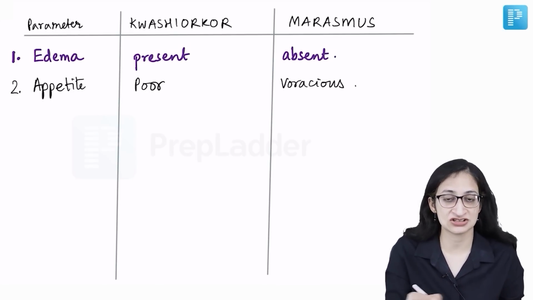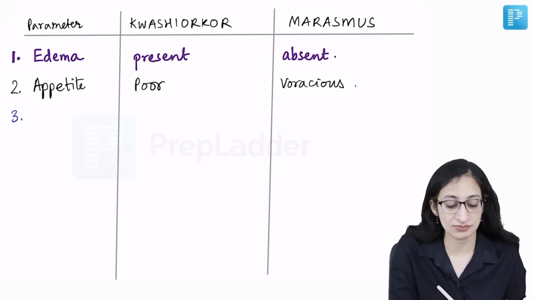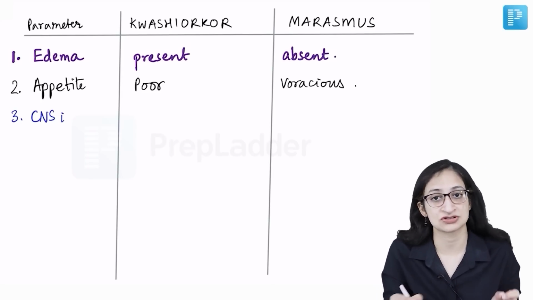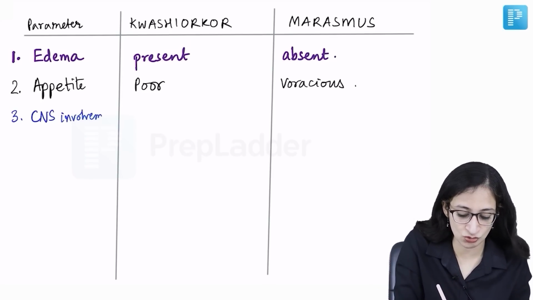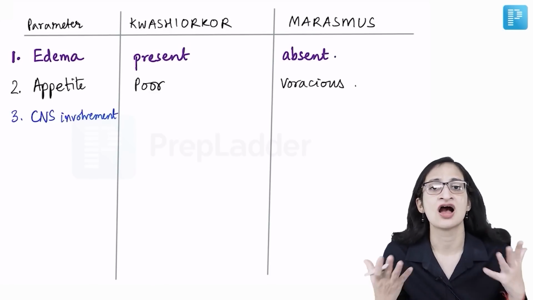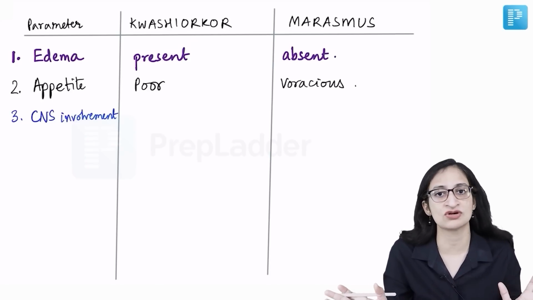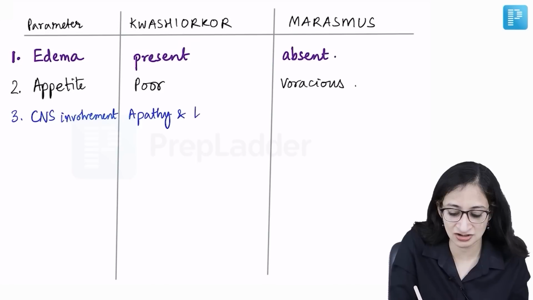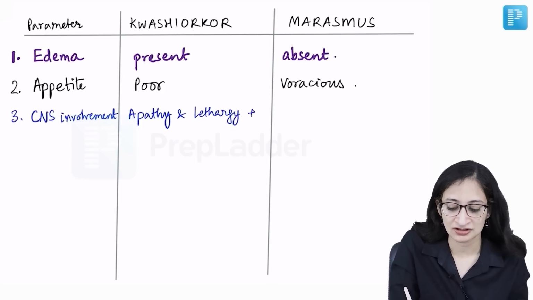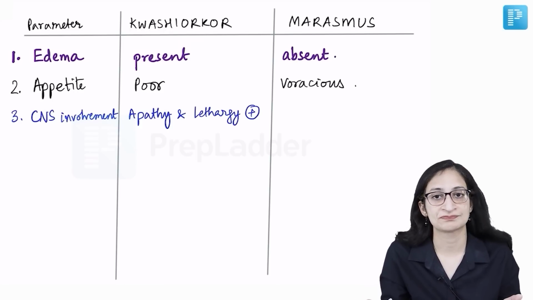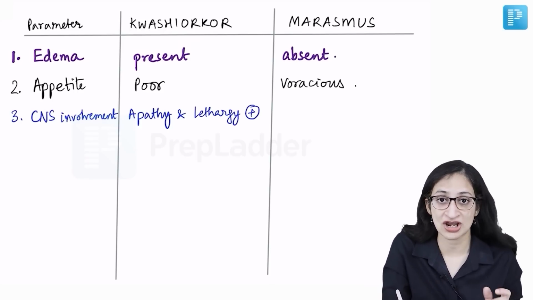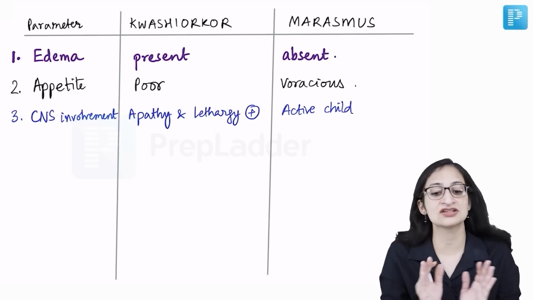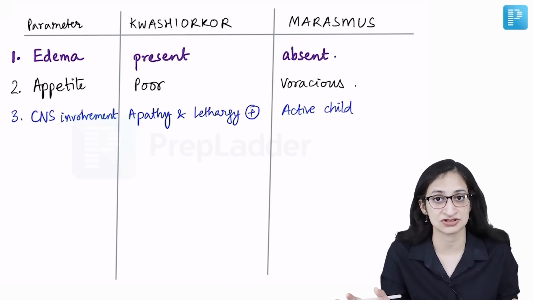Now, what about some CNS changes or apathy? CNS involvement is a very important salient feature of Kwashiorkor, which is not seen in marasmus. So CNS involvement is present in Kwashiorkor, and because of that the child has apathy. Apathy means he's uninterested in surroundings. Whatever is going on in front of him, he's least interested. So the child has apathy and lethargy or listlessness. But what happens in marasmus? In marasmus, the child is active and is interacting with other people and with the surroundings. So it is an active child, and there is no CNS involvement as such usually seen in marasmus.